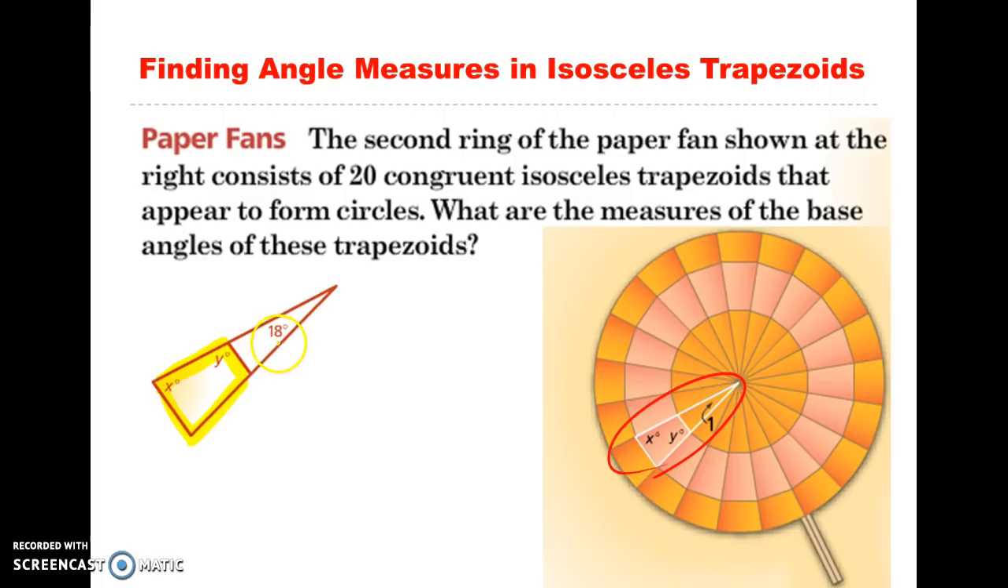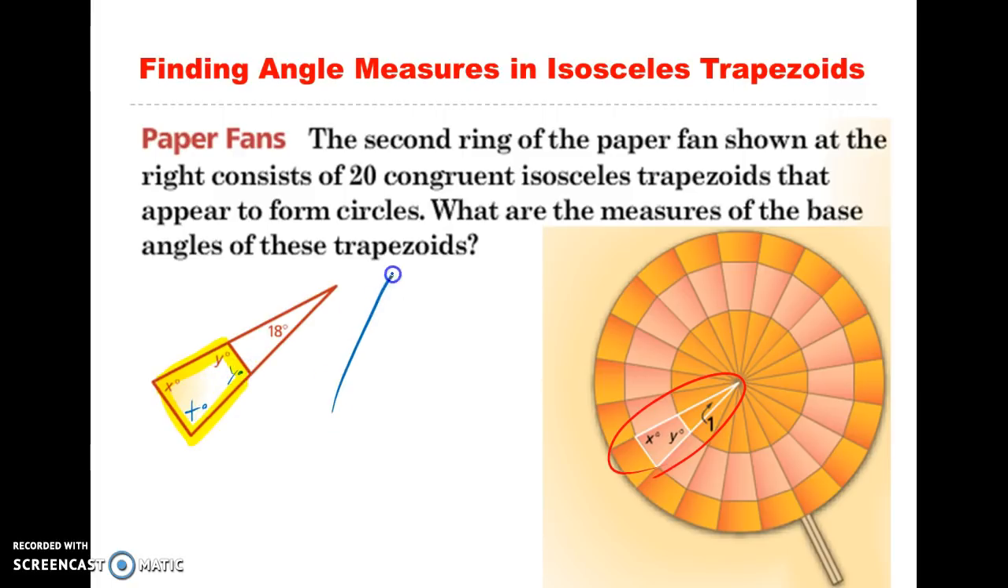So 18 degrees is the central angle up here. So that would mean I'm going to try to find X first. Let me change my ink color here. I know that a triangle adds up to 180 and that my base angles of an isosceles trapezoid are the same. So I know that has to be x. Up here has to be y.